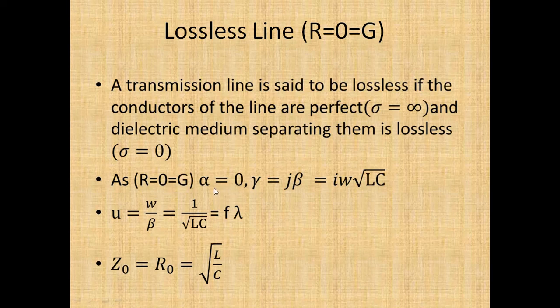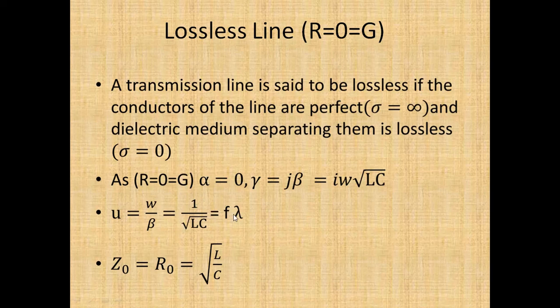For this lossless line, alpha is equal to 0, because if we substitute these parameters, we get alpha equal to 0 and gamma equal to j beta only, which is nothing but omega under root LC. Now u becomes omega upon beta, and it becomes 1 upon under root LC, because omega will vanish.